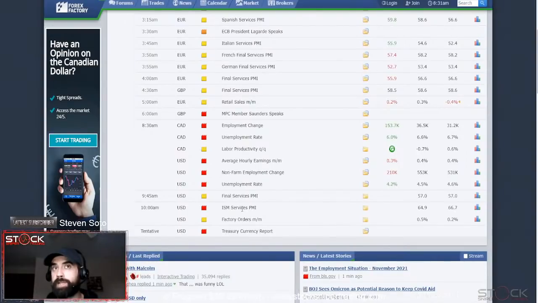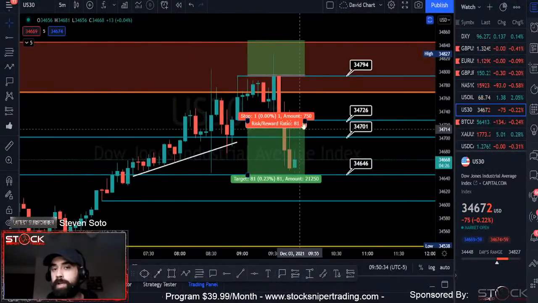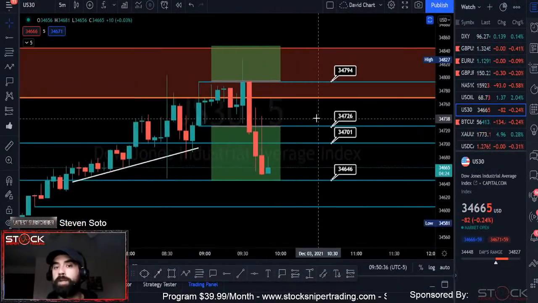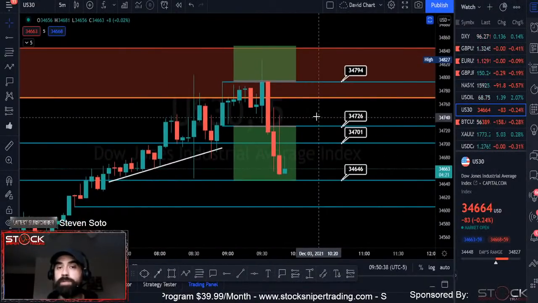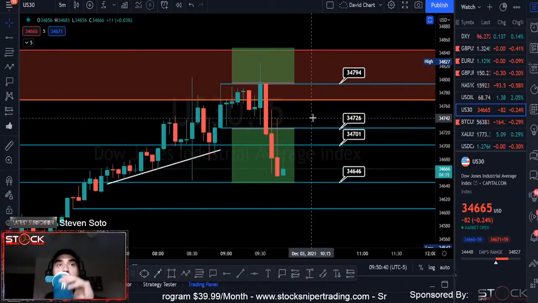It's a red folder, okay? So this is going to be very, very impactful on the market. I didn't mean to say bullish, guys. I have no idea if it's going to go bullish or bearish.